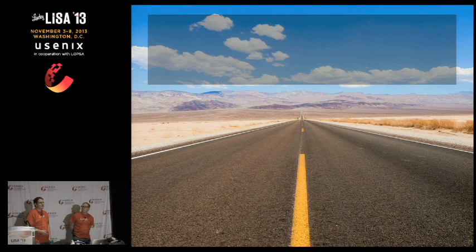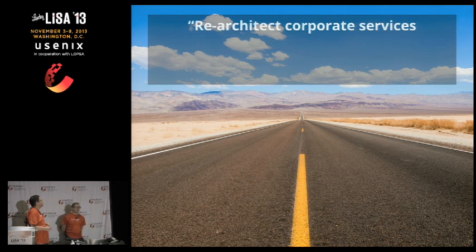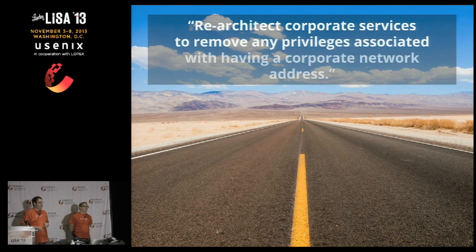So we decided to think about the whole security aspect and this model in a different way. And we came up with a program inside of Google which we call BeyondCorp. The mission statement of this program is as follows. We want to re-architect the corporate services to remove any privilege associated with having corporate network access, a network address. The effort is pretty big. It spans multiple parts of the organization in Google, from corporate engineering through network teams, and also the security team.